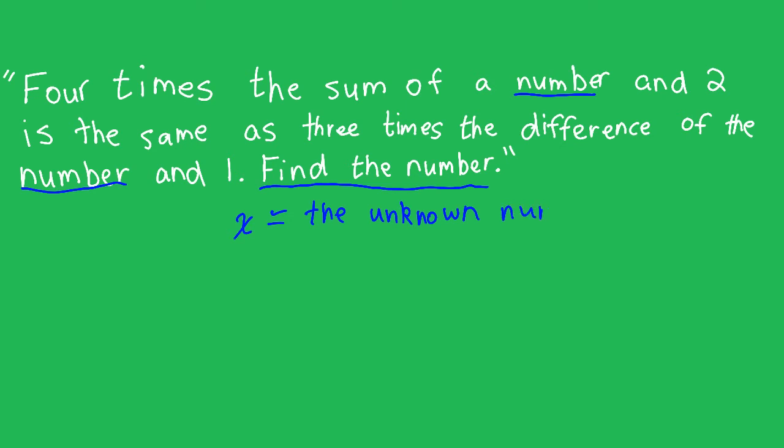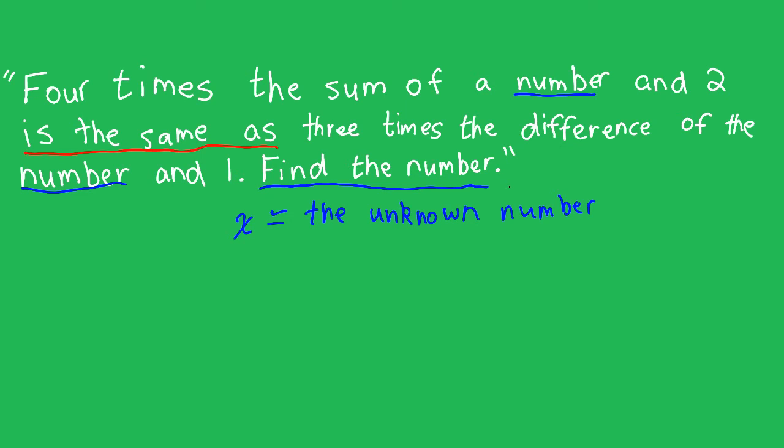Now that we've selected and defined a variable, maybe it becomes apparent that we've got two expressions here separated by the phrase is the same as. So we've got 4 times the sum of a number and 2 is the same as 3 times the difference of the number and 2. So we've got two expressions, so that means we have an equation. And we're going to have to solve this equation and find the unknown number. And now we can move on to step 2 and translate the words here into an equation.